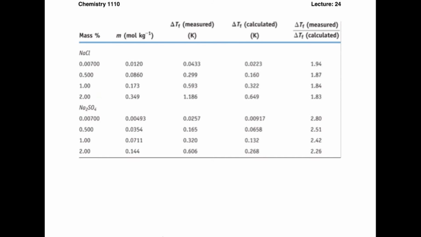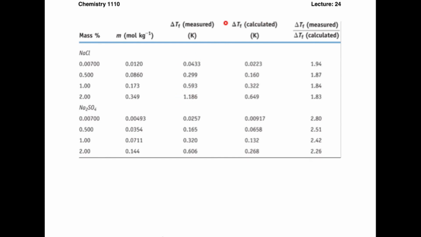And so as I go from the top to the bottom of this top half of the table, I get more and more concentrated. And if I measure the change in freezing point for water, for each of these different concentrations, notice that the change in freezing point goes up. So the freezing point lowers to a greater extent for this solution than it does for this solution.